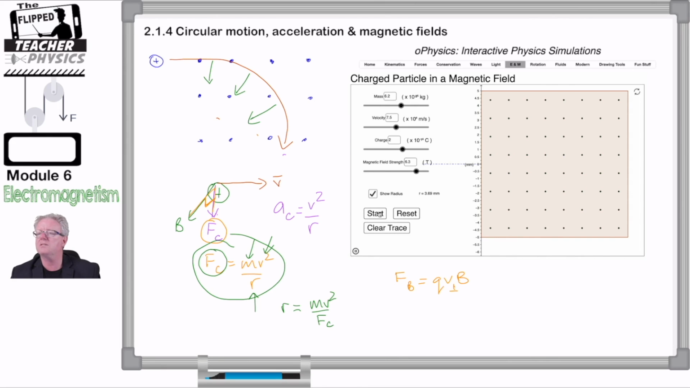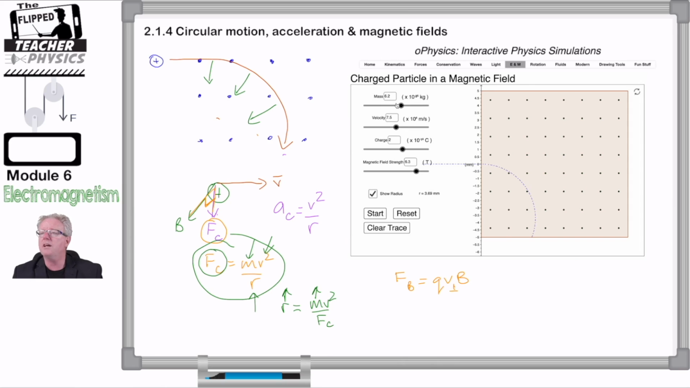So let's go start. There it goes. All right, so that's it with that mass. What happens now if I increase the mass? Well, according to our equation here, if I increase the mass, then our radius should also increase if everything else is kept the same. Let's try that out, okay? So that's that one.